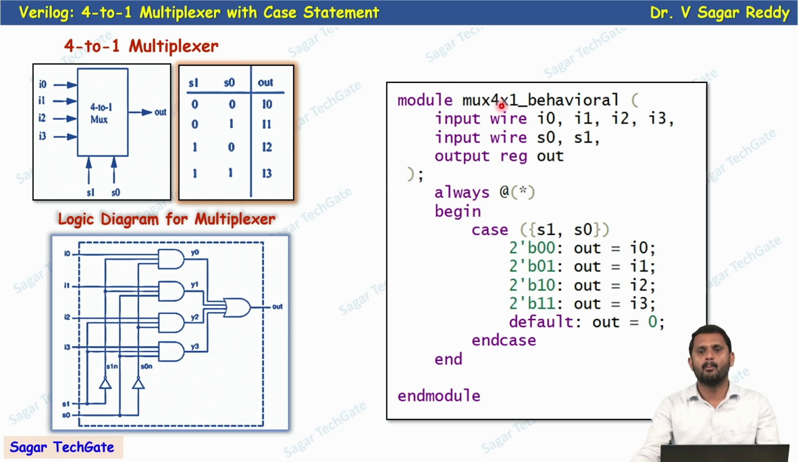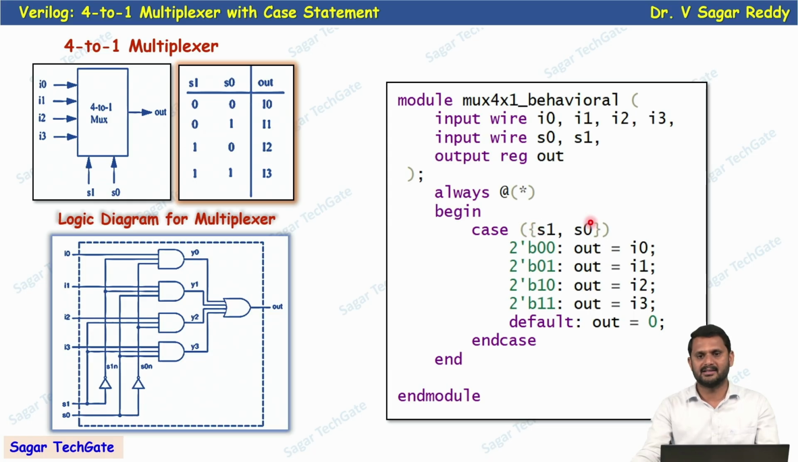Here is the module name. We are declaring I0, I1, I2, I3 and S1, S0 as inputs, and we are also declaring out as an output. We declare out as a reg because we are using it as the LHS in the procedural block. Now always at the rate, with the sensitivity list, then begin case. This is a concatenation operator. We already discussed these operators. If not, please visit that video to get an idea of the complete operators used in Verilog.